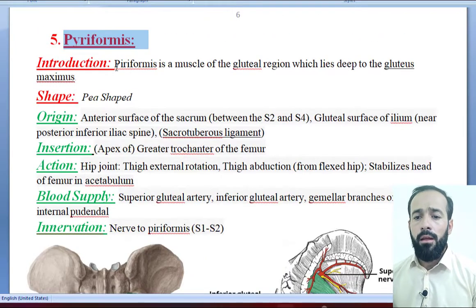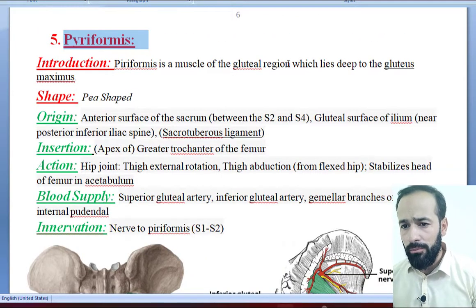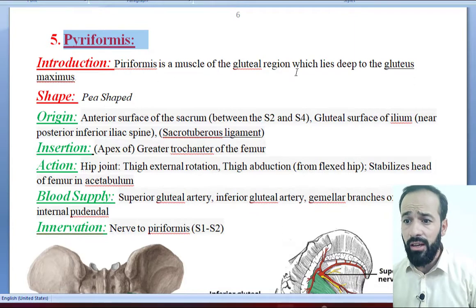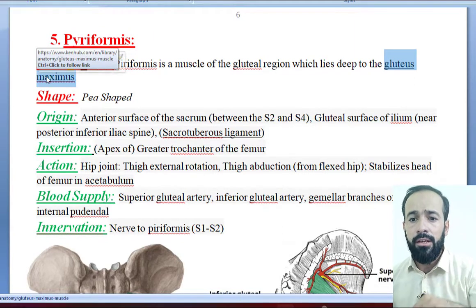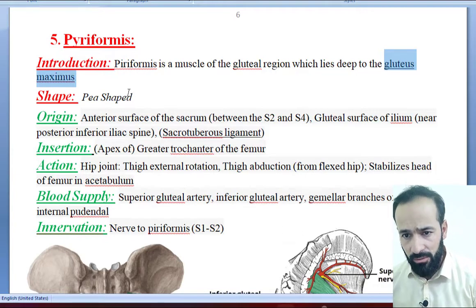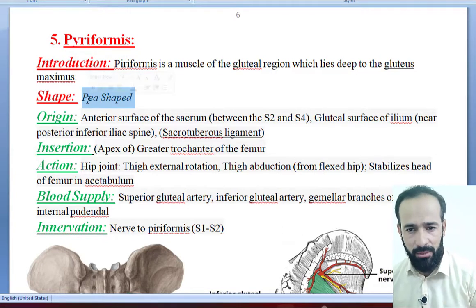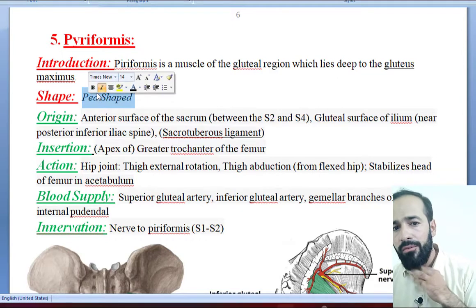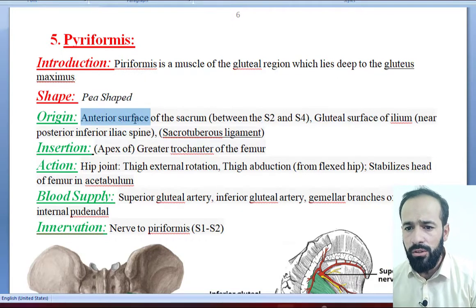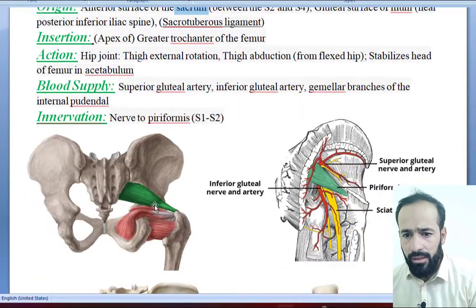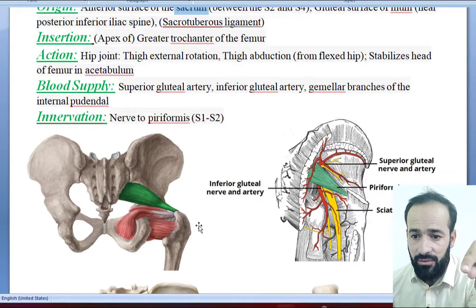Let's see. Pyriformis muscle is the muscle of the gluteal region which lies deep to the gluteus maximus, and it is a little bit pear-shaped. That's why we call it pyriformis muscle. Where does it arise? It gets its origin from the anterior surface of the sacrum.